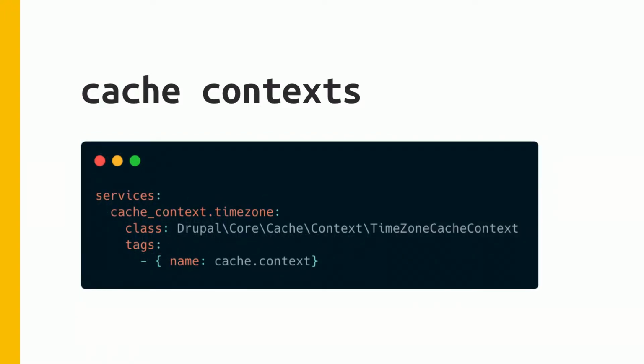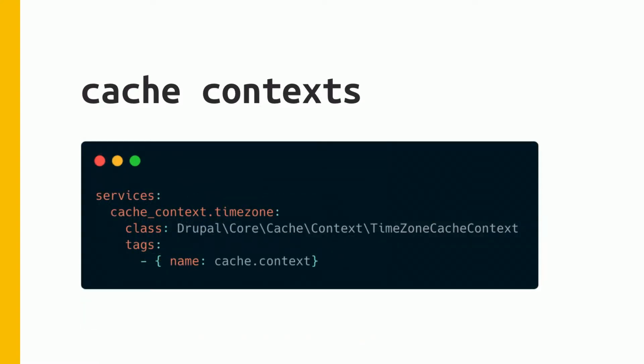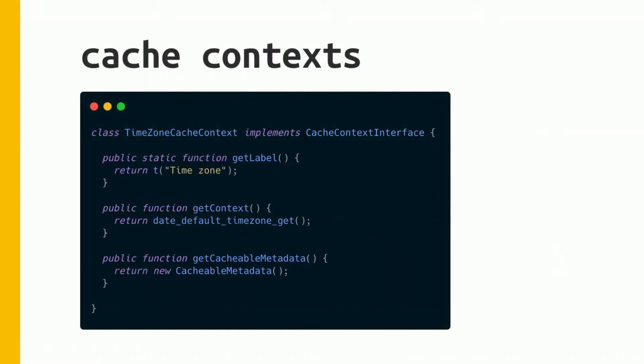If you're familiar with Drupal services, every cache context is essentially just a service. So under the services key, we have the cache context prefix, and then anything after that dot becomes the name that we used here. When that's called, the service defines which class should be run to get what that value should be. And in the case of time zone, it looks like this.